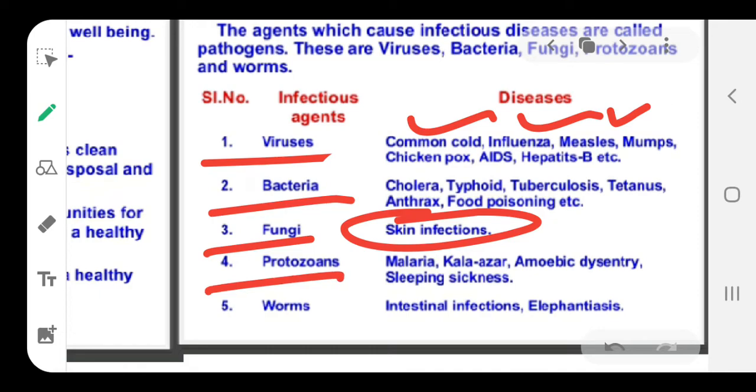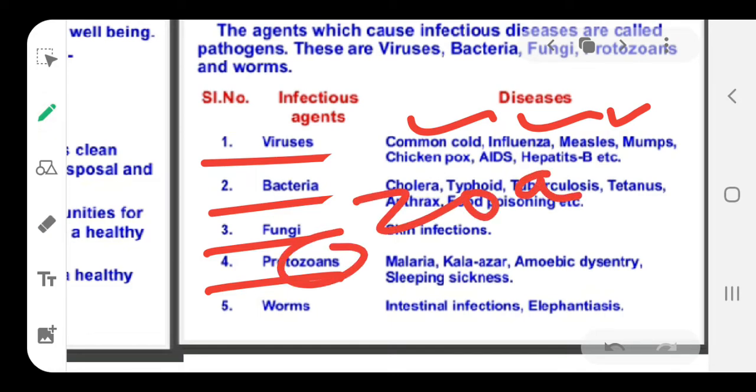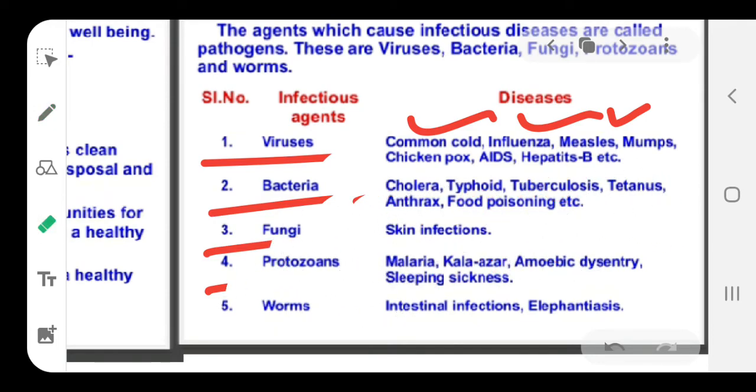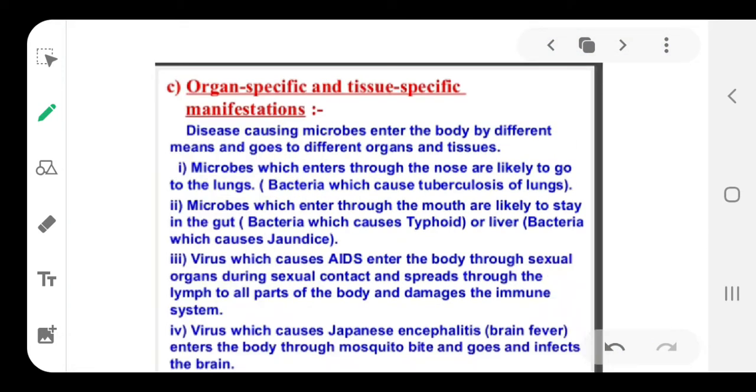Underline the word protozoans. You should know the meaning of the word protozoans. Proto means primitive and zoa means animals. Okay, zoa stands for animals. So protozoans are the primitive animals, you can call them. The diseases are malaria, kala azar, amoebic dysentery, which we have already read about. And in case of worms, we have told you about elephantiasis. So these terms you should know properly.